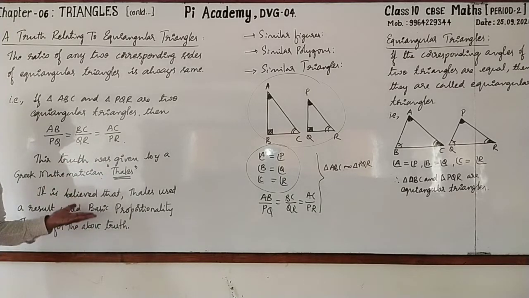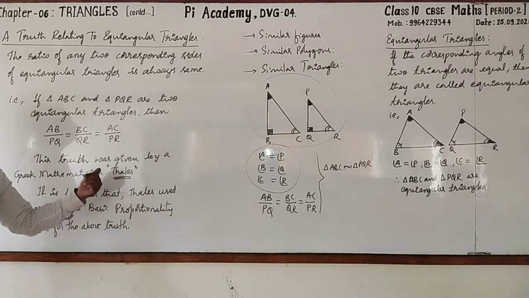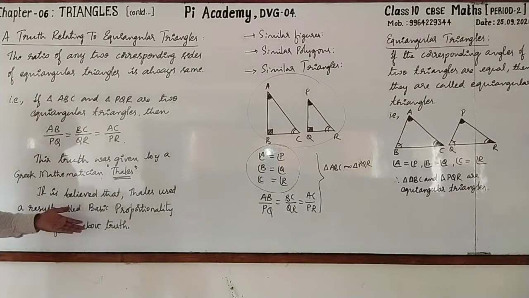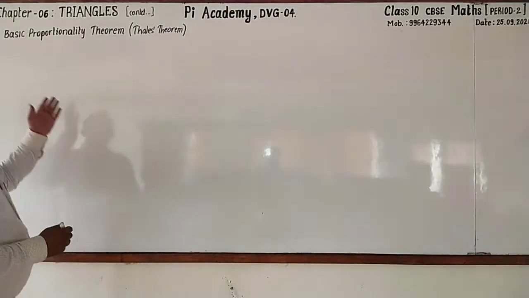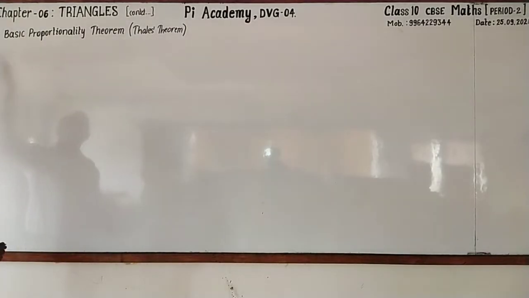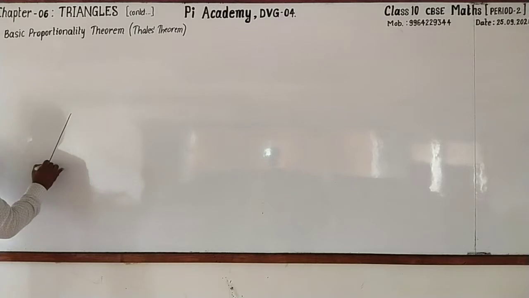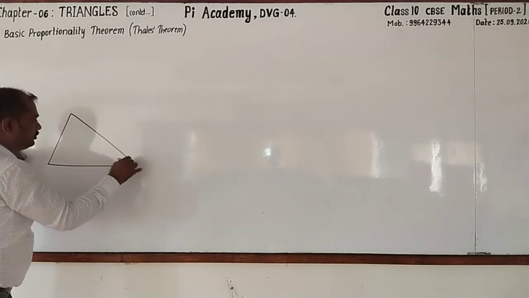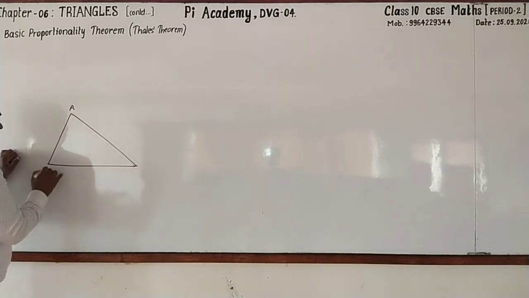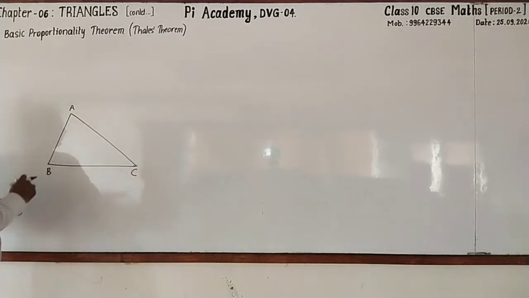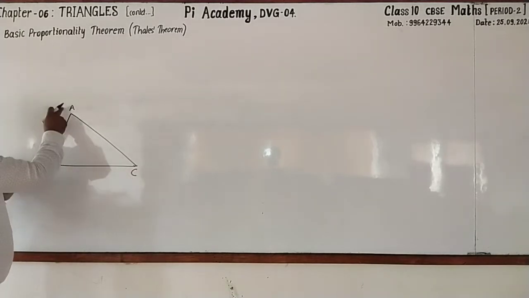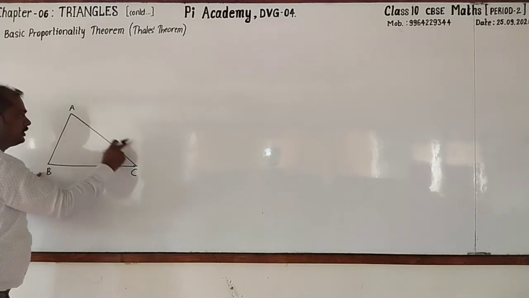Now we are moving to prove the basic proportionality theorem, familiarly known as BPT or Thales theorem. Yes, copy this one. Dear students, first we shall understand what is that basic proportionality theorem. Look here. Here I am going to draw a triangle, and you may name this as triangle ABC. Here how many sides are there? 3 sides. One is AB, second one is BC, third one is AC.